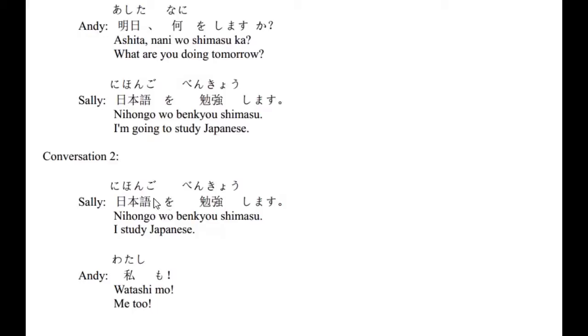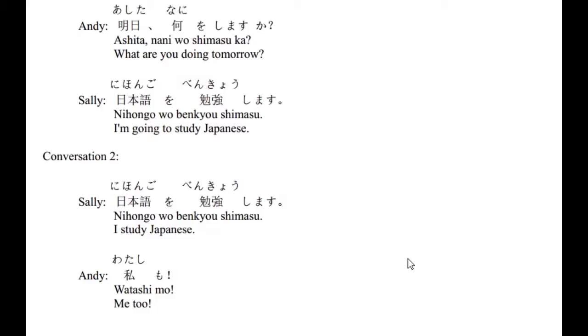So Andy says, me too. I study Japanese too. So this is a really good example of how we can see that just based on the context of a situation, we can infer different meanings, even with the exact same word, exact same sentence. And people might think like, well, that's really strange or that's really weird, but the reality is English has this kind of grammar structure as well.